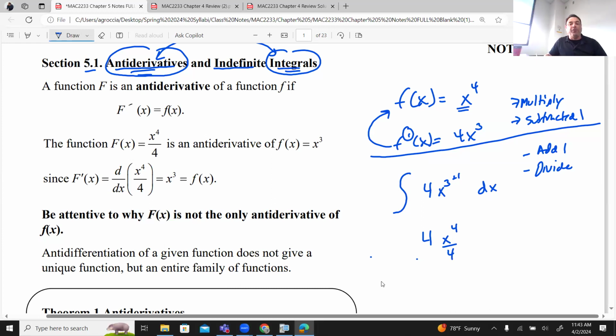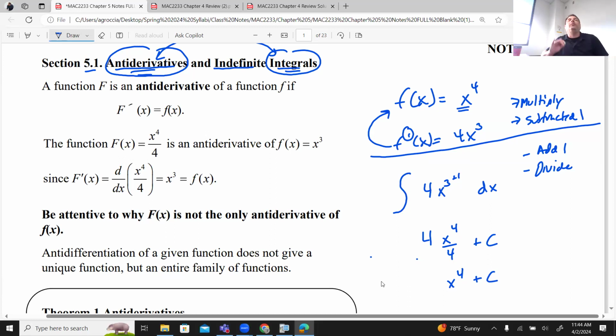And what happens when you take 4 divided by 4? You get 1x to the 4. Did we get the original back? Yep. Now, there's going to be some little extra that I'm going to explain over time. When you take an integral, it always ends with a plus c. That's your constant of integration. Bottom line is it represents the number that could be there.